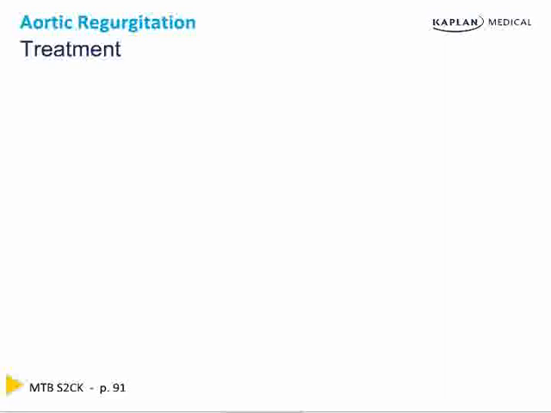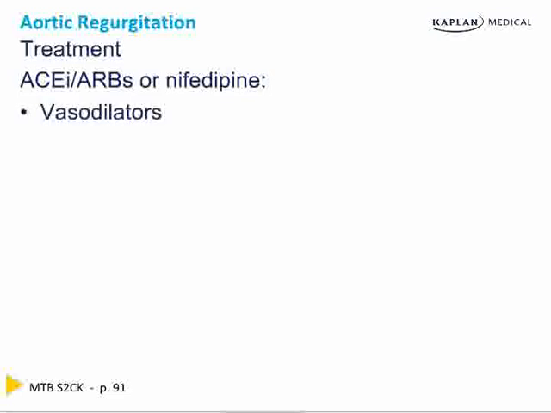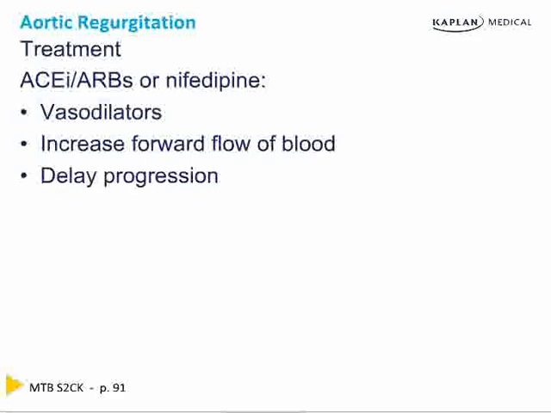The treatment of aortic regurgitation, the best initial therapy, is afterload reduction, as vasodilators make it easier for blood to leave the heart. If you are in the left ventricle and you have an easier time ejecting that blood, there is simply less force to dilate the heart abnormally, and the blood will go forward. This is not only going to improve symptoms, it will definitely delay the progression of the disease.